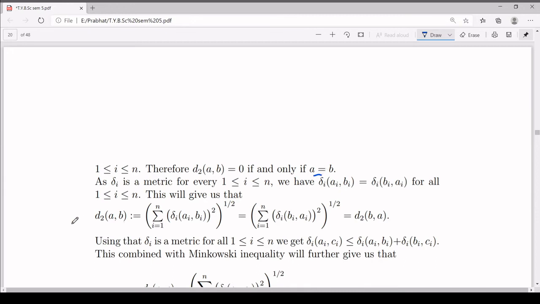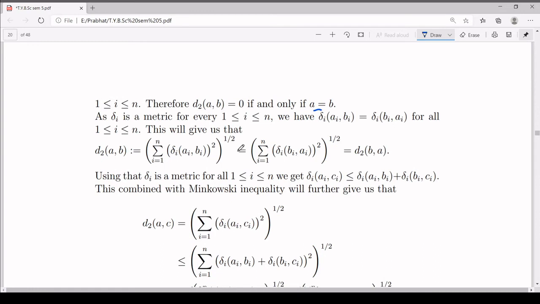Now second, symmetricity. D2 of AB is the square root of summation delta I AI BI squared. Since delta I's are metric, again using this fact you can write it as delta I of BI AI, and that will give you D2 of BA. Therefore symmetricity is also proved.